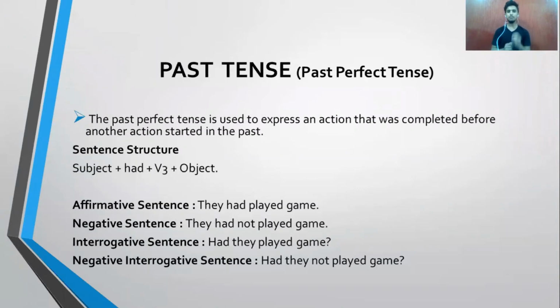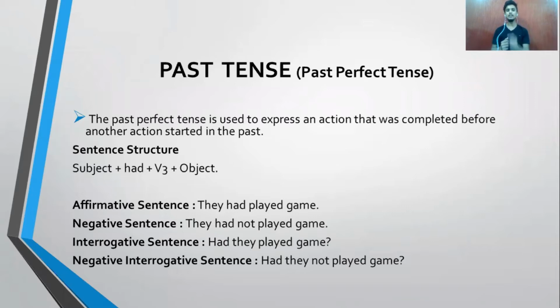Now, past perfect tense. The past perfect tense is used to express an action that was completed before another action started in the past. We may have an example as, I had played cricket. But this action must have happened before another action in the past. The sentence structure is like this: first we put the subject, then the helping verb, which is had, then the verb's third form, and then the object. In an affirmative sentence, we will put the same sentence structure: subject plus helping verb had plus third form of the verb and then the object.